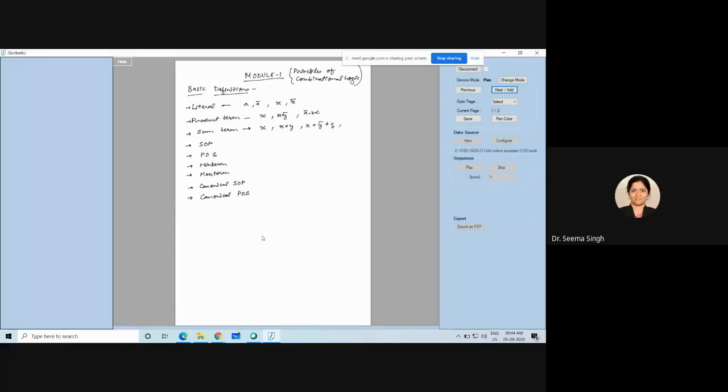Plus z. So what does a sum term mean? When you have an OR operation between the variables, when you have this type of OR operation, it is called a sum term. So you can see this OR operation is happening. You can see this OR operation is happening. So this is a sum term.